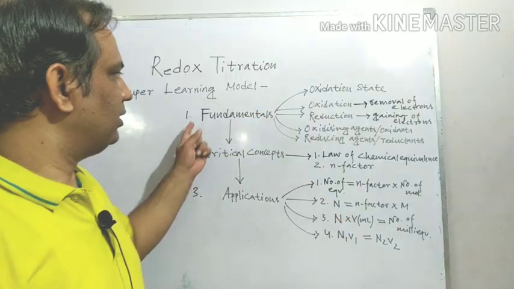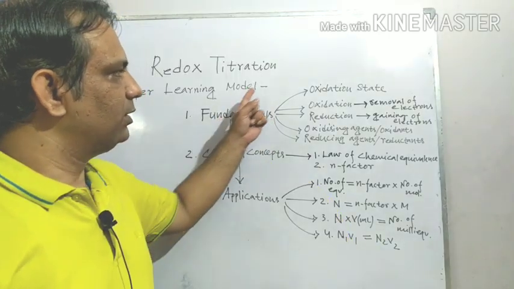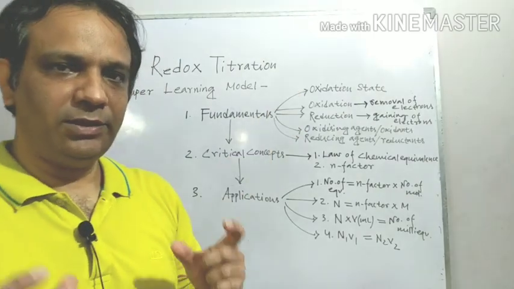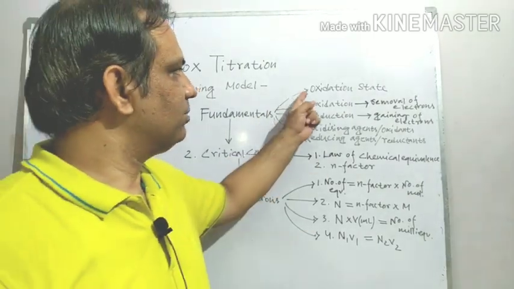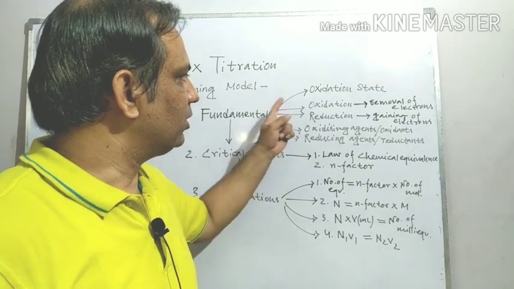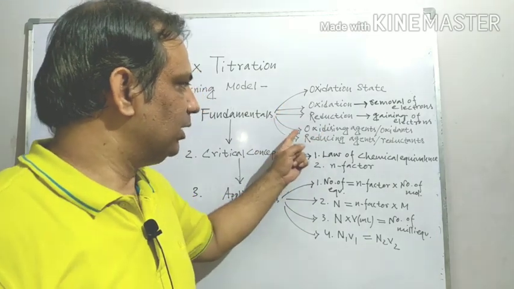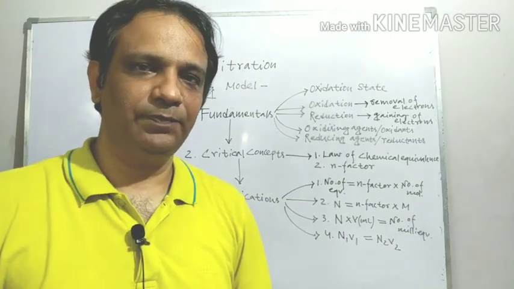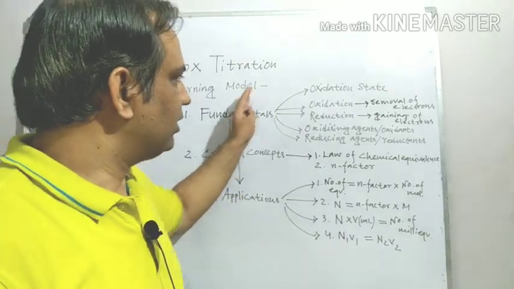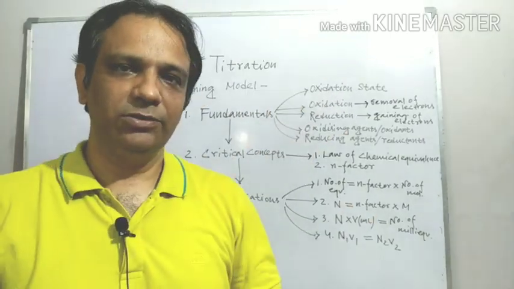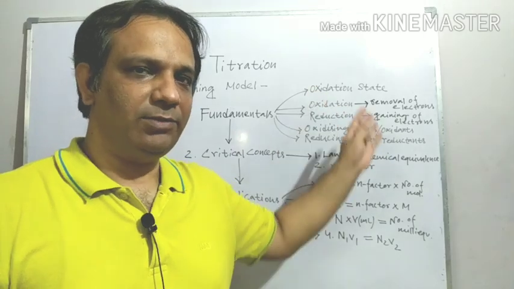So basically, in fundamentals, in redox titration, some concepts are there, that is the concept of oxidation state, oxidation, reduction, oxidizing agents or oxidants, reducing agents or reductants. And this fundamental part, I think most of the students know these fundamentals.